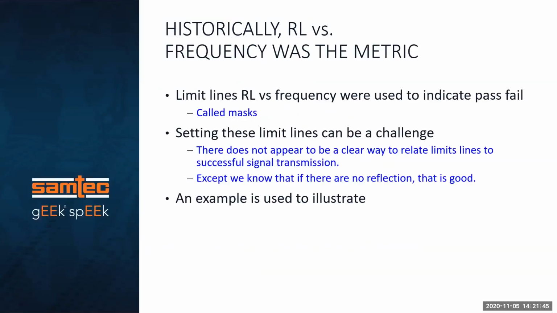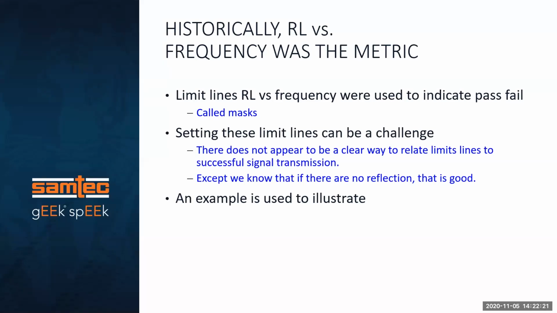Historically, we use masks to get a handle on return loss. Although it's very easy to tell when you have very, very good return loss, it's also hard to say what passes and what fails. You can argue about it easily, but we're going to go through an example here to show you the issue. Setting these limits can be a real challenge. There doesn't seem to be a clear way to do it. You could rationalize it, and you could argue about the rationalization, but there's still no good way of doing it.